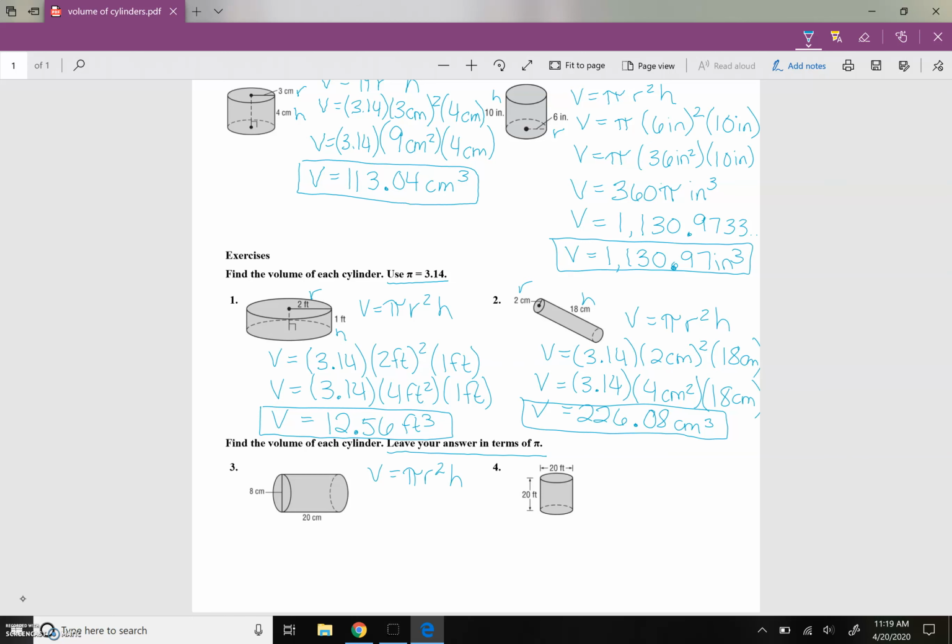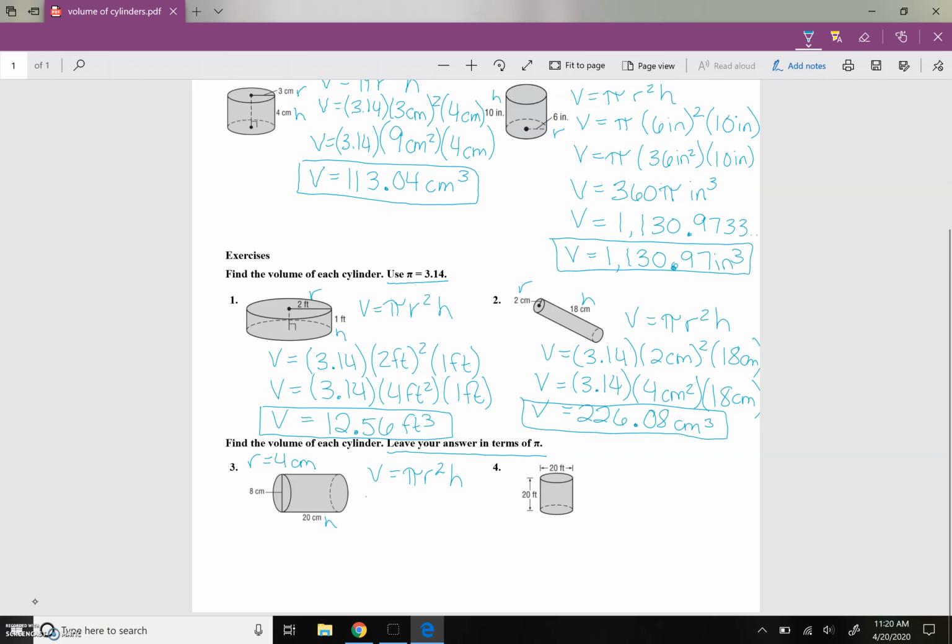But we got to take a look at these pictures. They're a little different than the ones we've had so far. These ones have what we call diameters. So diameters go all the way across the circle. So the distance all the way across, where radius was halfway across. So in order to convert these into radiuses, we just need to cut them in half. So our radius, if our diameter is 8 centimeters, that makes our radius 4 centimeters. And 20 is still going to be our height.